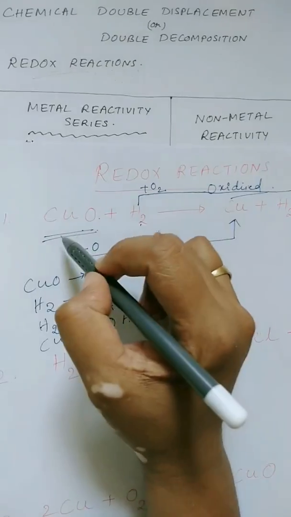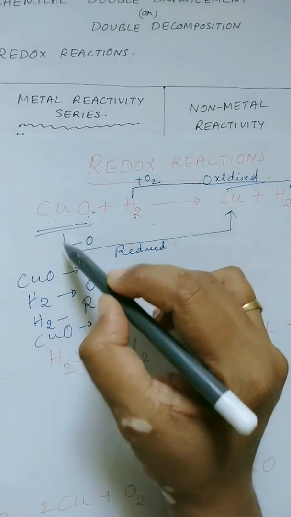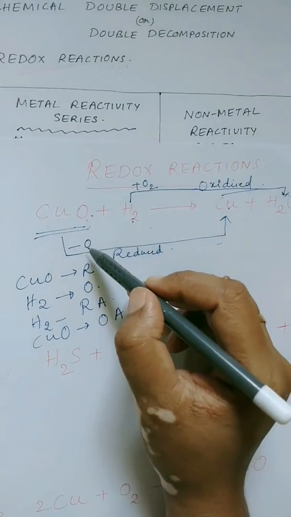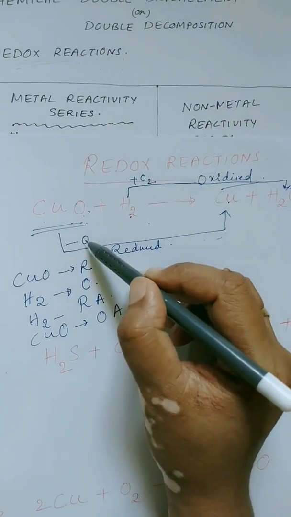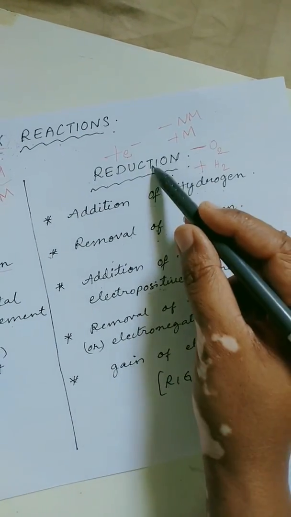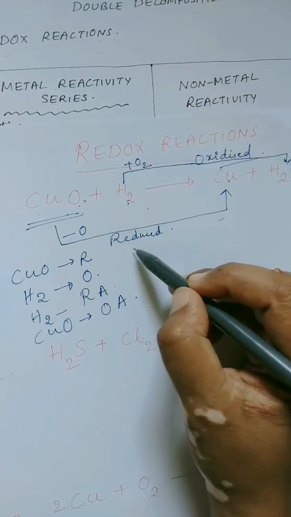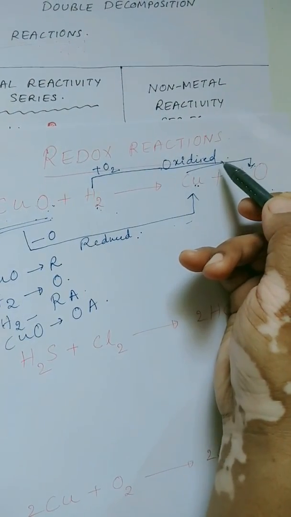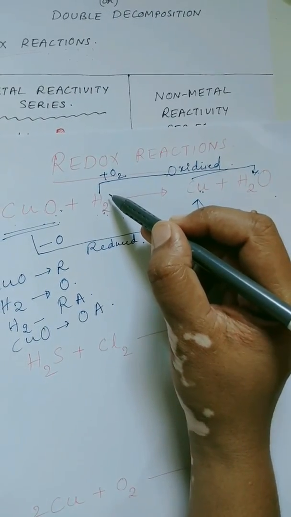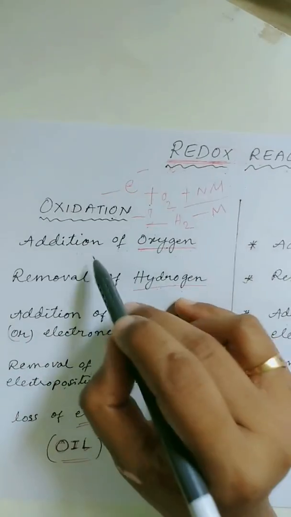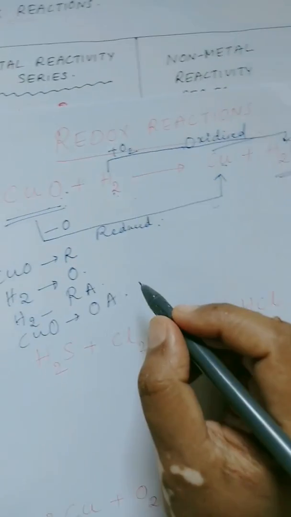I repeat, what is happening to CuO? Copper oxide is changing to copper. That means an oxygen atom is lost. So loss of oxygen or removal of oxygen is nothing but reduction. So here CuO is said to be reduced to copper. Whereas hydrogen is getting oxidized here because it is getting an oxygen atom added. H2 is changing to H2O. Addition of oxygen is nothing but oxidation. So H2 is said to be oxidized.